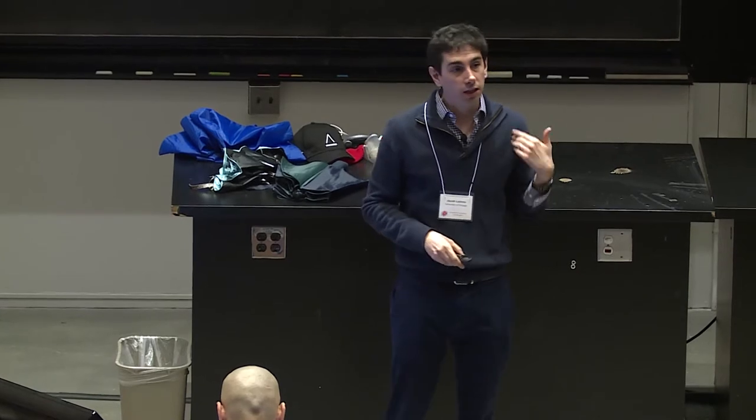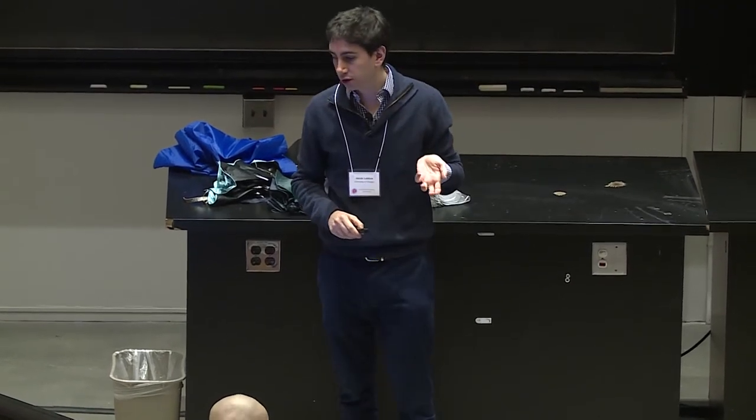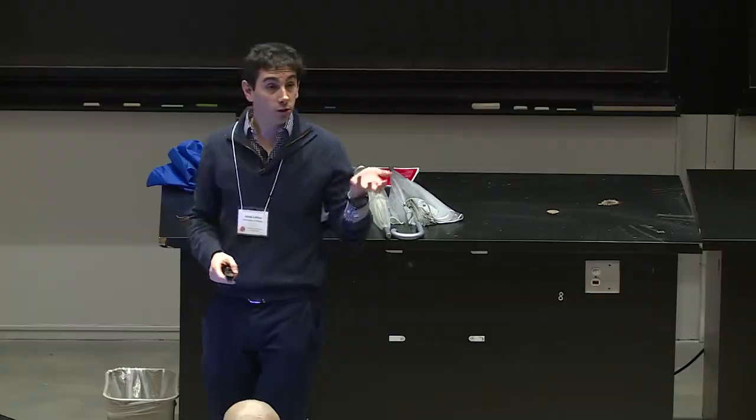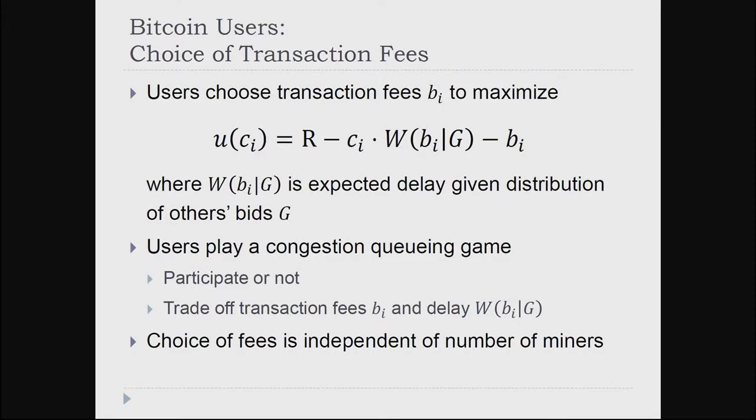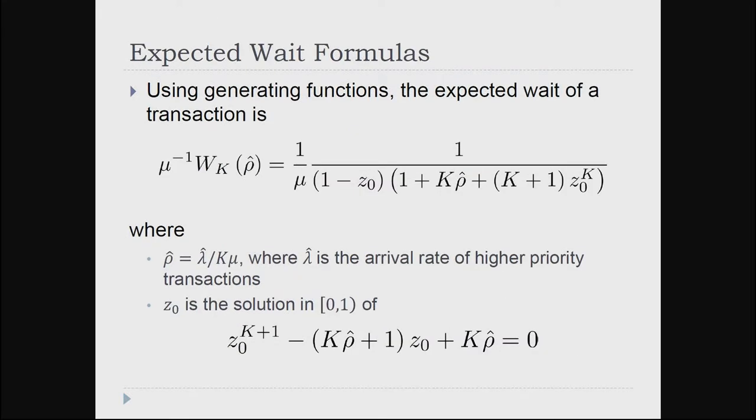And the delay function will be the result of a congestion queuing game, where I know that all the miners will just process their highest fee paying transactions. So bidding a higher fee will basically just get higher priority for processing. And this just gets us back to congestion queuing games, where users can bid for priority. And we can get a functional form for what is this W. How much will I wait, given that I bid B, and the distribution of others' bids is G? And that's this functional form here.